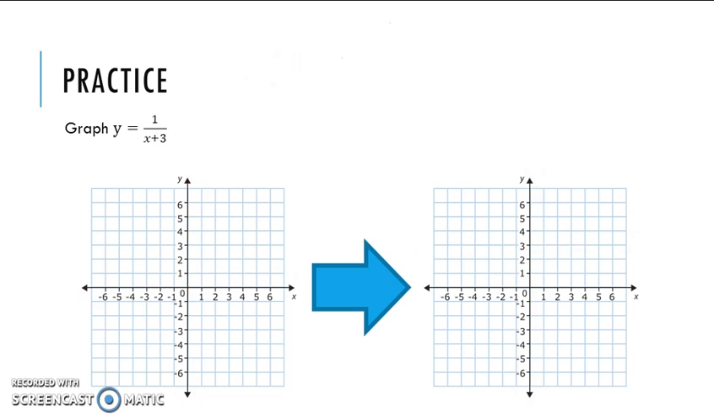Next, I've got a rational function again. So start with my parent function. I need my asymptotes. I need my 2 points. Okay. And then we need our swoops. Now if I look at this graph here, this +3, that's in the denominator, so that's on the inside.